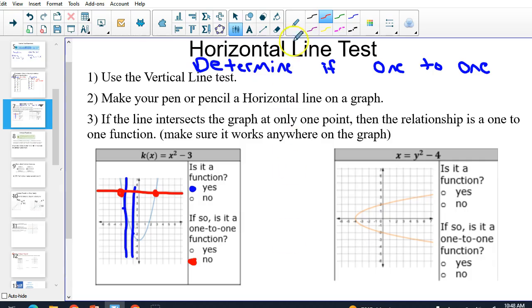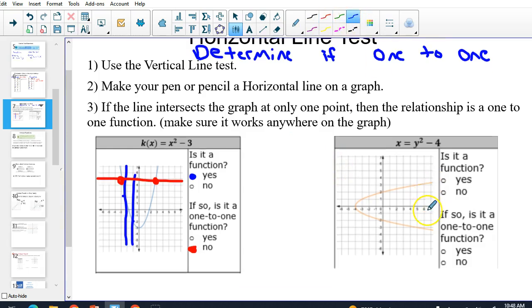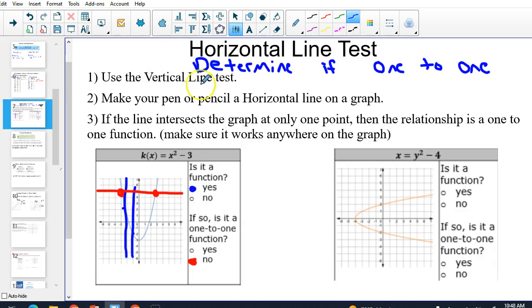Now, let's look at our second graph here. So, if I draw a vertical line through here, because we want to start with our vertical line test, I draw a vertical line, we get 2 points, so it is not a function. Since it's not a function, it can't be a one-to-one function. Even though, if you're looking at it, it does pass that horizontal line test, but since it's not a function, it can't be a one-to-one function.